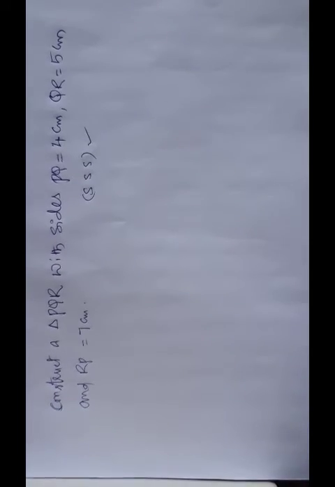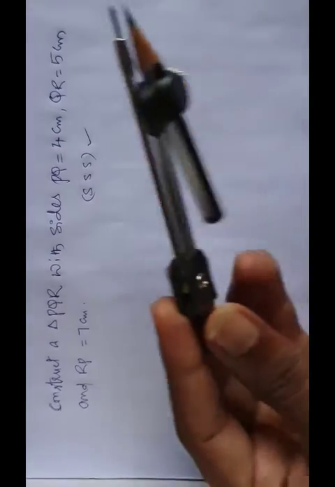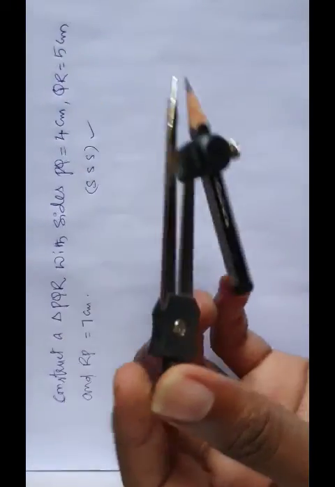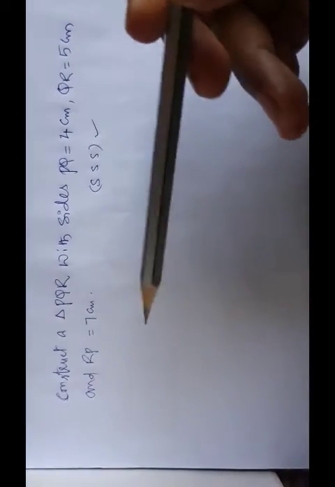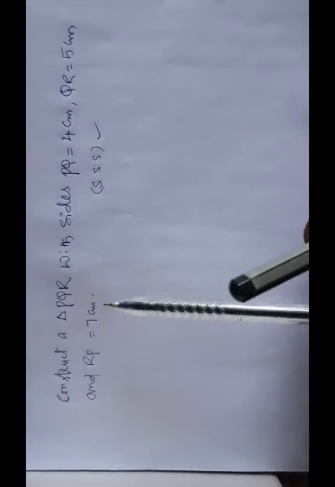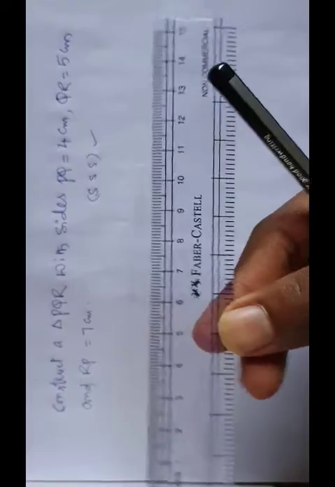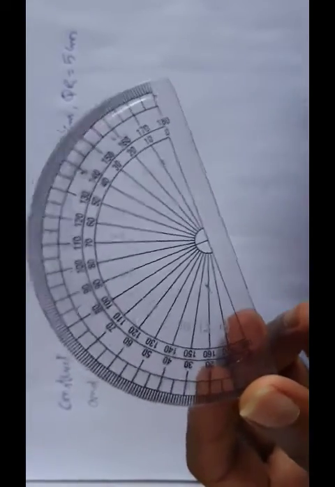So for constructing triangles, we need some instruments like a compass with a pencil, and one extra pencil for drawing any other lines or angles, whatever it may be, and one pen to write the question, and a ruler or scale, a 15 inch scale is better, and one protractor for constructing angles. So these are the required instruments.